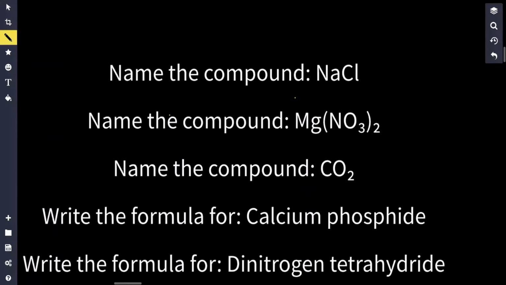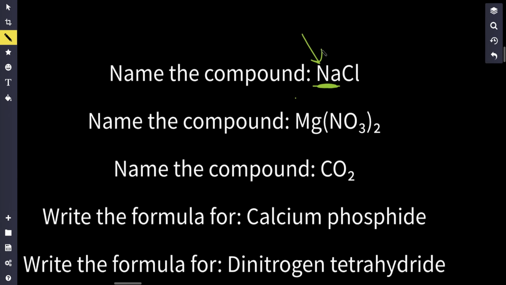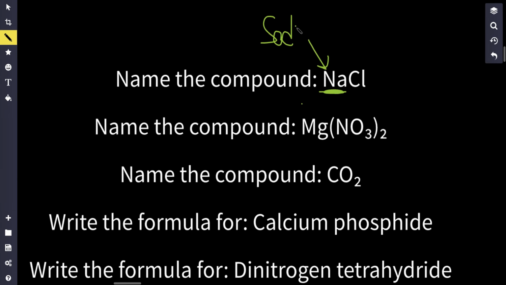Let's do some chemical naming. So let's say we have the compound NaCl. Now, Na is an element. This is something known as sodium. And you have Cl right over here. This is something known as chlorine.